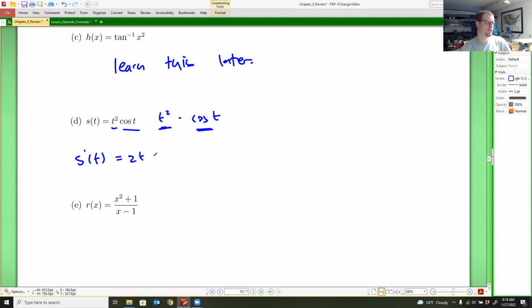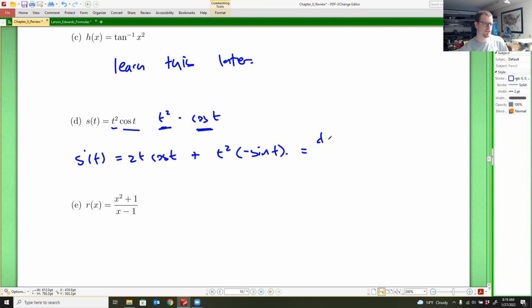We keep the other the same, cosine of t. Then we add the first function, t squared, times the derivative of the second. Derivative of cosine is negative sine. Of course, there's just t inside the cosine, so we don't have to worry about that too much. Notice here that t is our variable instead of x. The function notation tells us that t is the variable, so we know that is what we're taking the derivative with respect to.